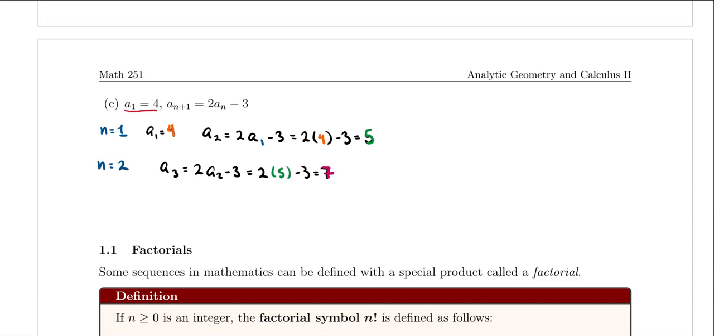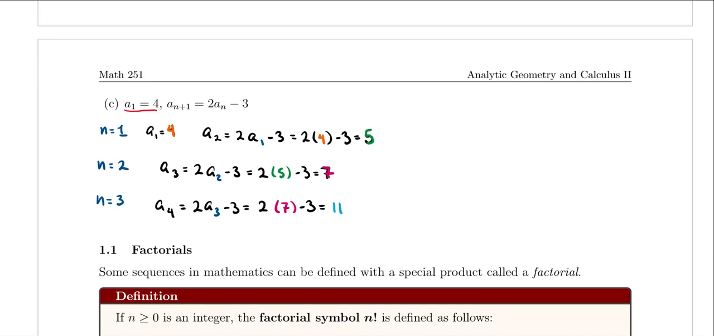Alrighty, now for the next term, if n is equal to 3, then our a sub n plus 1 is now a sub 4, which is equal to 2 times a sub 3 minus 3. But we know that a sub 3 was 7, so we get 2 times 7 minus 3, which should give us an 11 here.